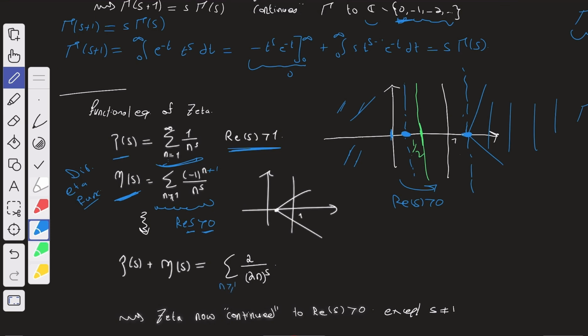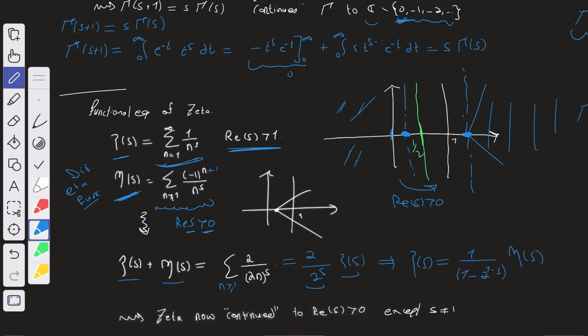So this is for n bigger than or equal to 1. And what is this? This is really 2, and you pull the 2 to the s from the denominator, and this is just zeta at s. So the sum of zeta and eta is this factor times zeta of s. But what does that mean? Well, this means that you may choose to define zeta, if you rearrange the terms, as 1 over 1 minus 2 to the 1 minus s times eta at s.